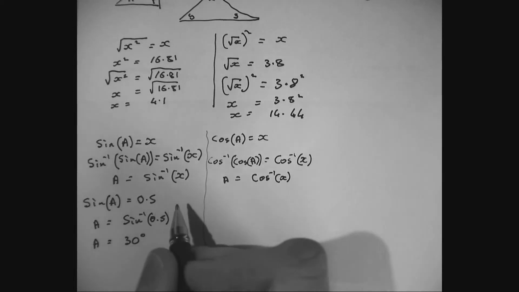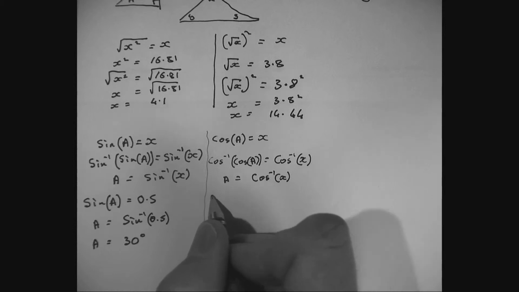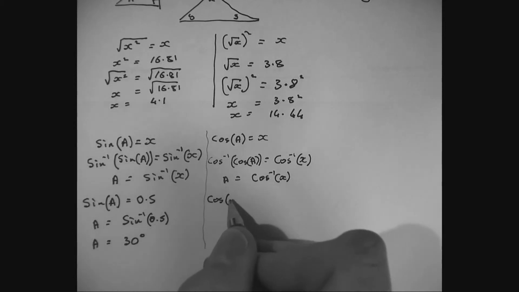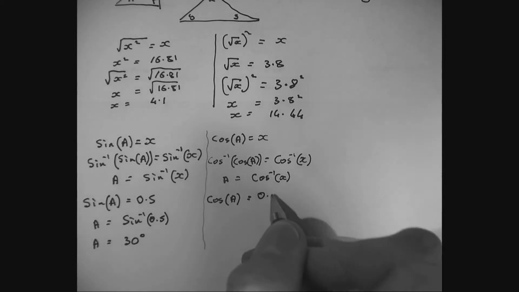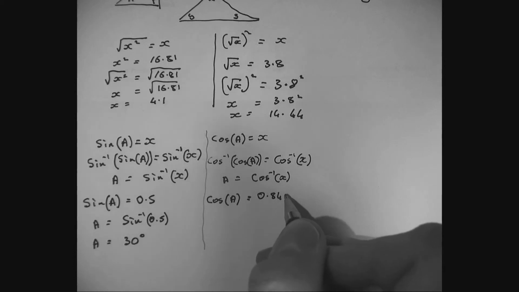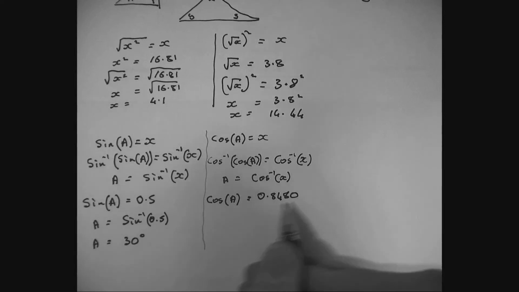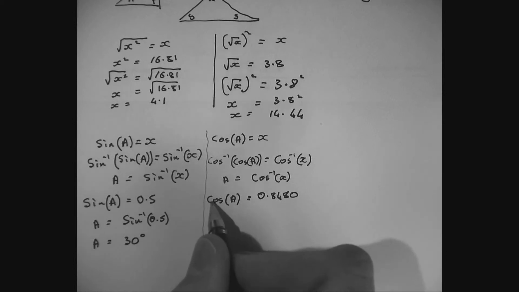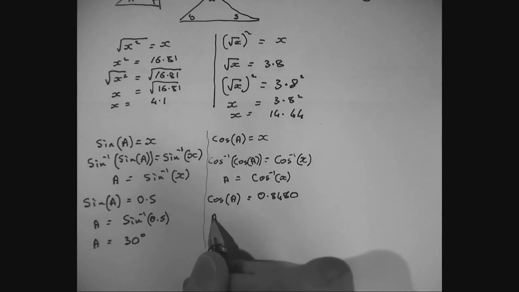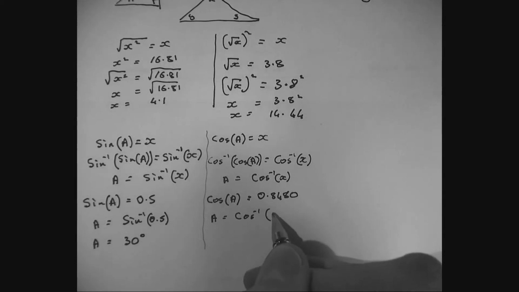A concrete example would be if we are told that the cosine of the angle A equals 0.8480. If I take the inverse cosine of each side, it undoes the cosine here. I'm left with A on its own is equal to the inverse cosine of 0.8480.